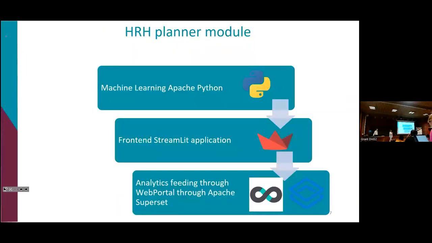So that module is specifically used for the machine learning using Apache Python. The front end of that is a Streamlit application, which we can then allow users to run the backend machine learning. And then we have analytics feeding through a web portal, DHIS web portal through Apache Superset.